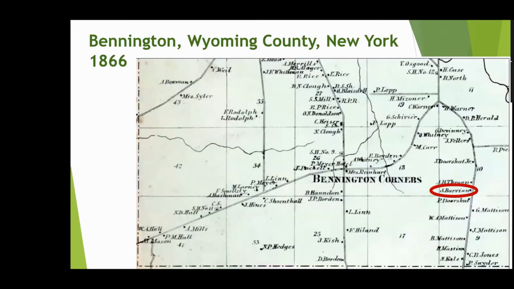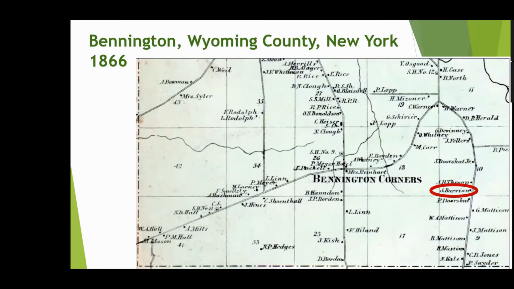So here is an 1866 plat map. J. Barbian, circled in red, is in the area near Bennington Corners. Bennington was a township, but in New York, they call all townships town, which causes some confusion to us who are used to towns, cities, townships. So you've got to remember in New York, they do a lot of things differently.